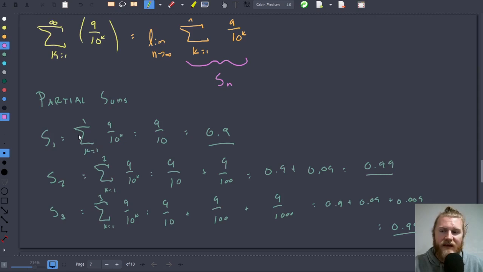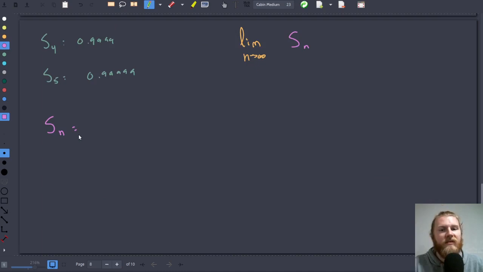Can you explain the pattern? 0.9, 0.99, 0.999, 0.9999, 0.99999. Oh, it's getting hard to count these things. S sub n is going to be 0.9999999, n times, right? It's 5 nines and 4 nines and 3 nines after the decimal. That's a hard thing to just write out, though. And so we'd like to come up with some sort of expression for this.